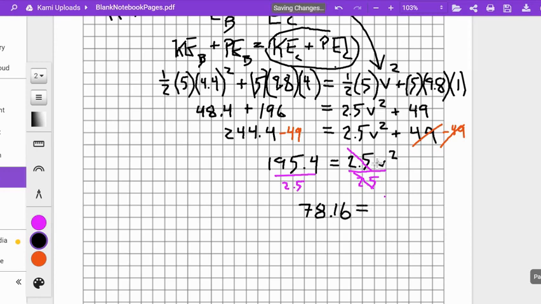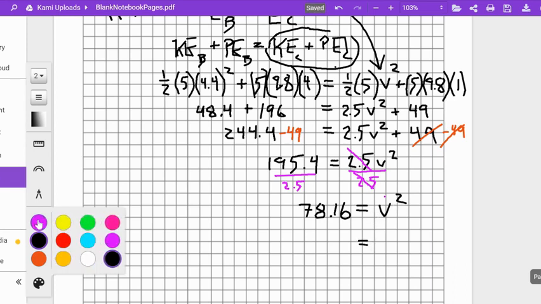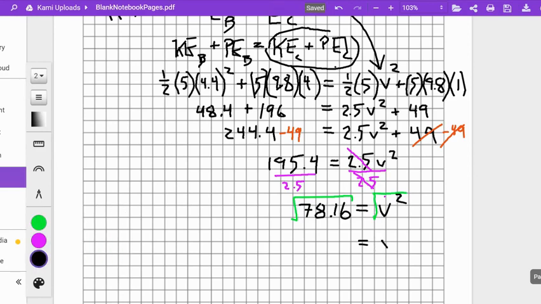Okay, now that's not the answer yet because I still have a v squared here. And so my last step, I have to take the square root. Okay, so if I square root this side, I have to square root that side. And so that's going to give me V is equal to the square root of 78.16. And the answer here is 8.8. We'll just round it off to that, meters per second.